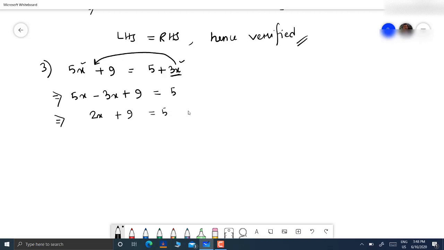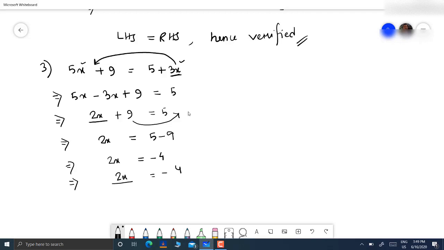Again one thing is known to us, that the term carrying the variable should always be kept alone on one side. Therefore, the constant term should be shifted to the opposite side. So I get here twice x is equal to 5. When 9 is shifted to the opposite side, it is minus 9. And I get here twice x is equal to minus 4.